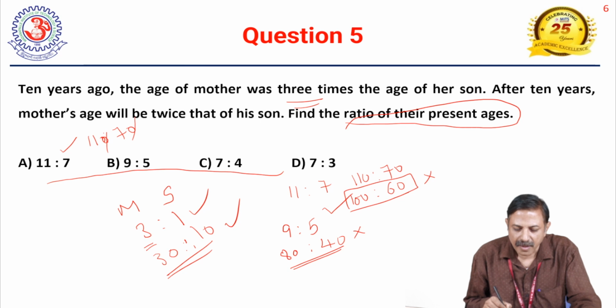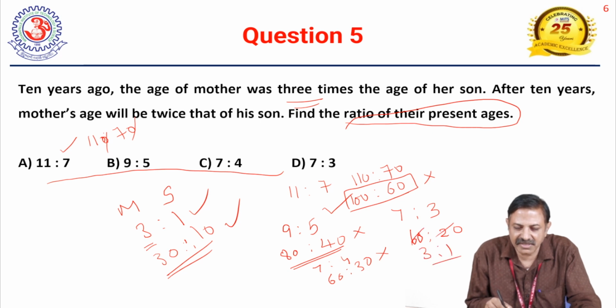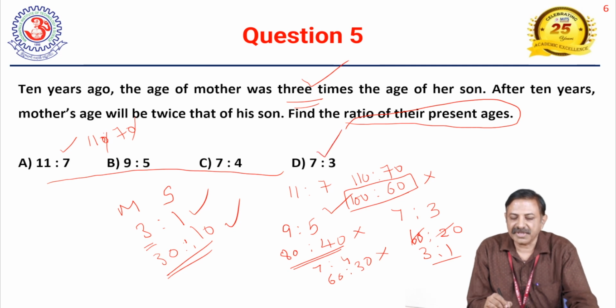Let us see the third option, 7 is to 4. That is 70 and 40. Mother is 70, son is 40. 10 years ago, 60 and 30. It is also not 3 times. Let us go to the last option, 7 is to 3. Mother is 70 means son is 30. 10 years ago, mother will be 60 and son will be 20. This is exactly 3 times. That means mother was 3 times the age of the son 10 years ago. The answer will definitely be option number 4.